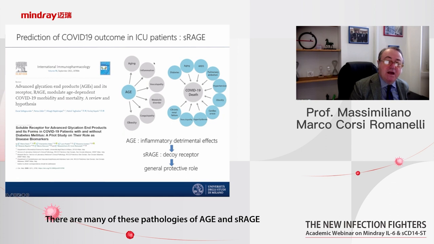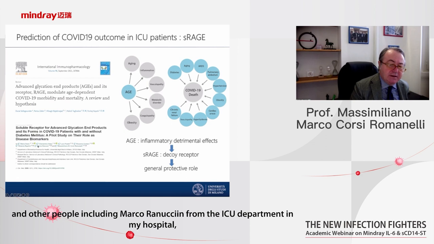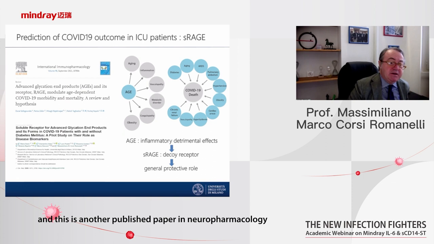Also, this is our paper, which came out in the Journal of Clinical Medicine, with a 3.6 impact factor, by my associate professor Elena Dozio and other people, and also Marco Ranucci, the head of the ICU department in my hospital. And this is another paper in Immunopharmacology in 2021. This one came out in 2020.